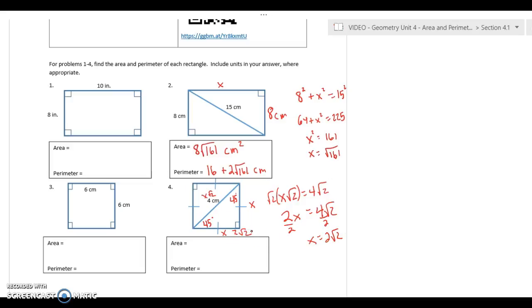Okay, so area is just, because it's a square, side squared. So we take that 2 root 2 and we multiply it by itself, which would give us 8. And then again, we're dealing with centimeters squared. And then the perimeter, there's 4 of these sides. They're all the same. So I'm going to take 4 times 2 root 2, which gives me 8 root 2 centimeters.